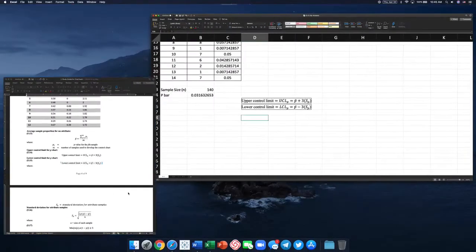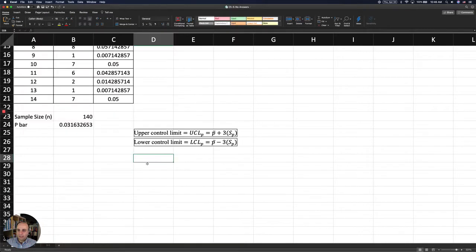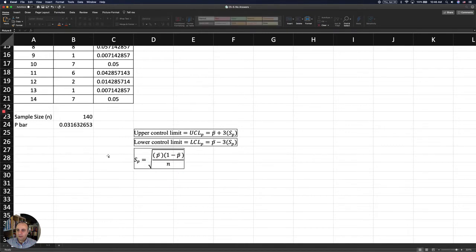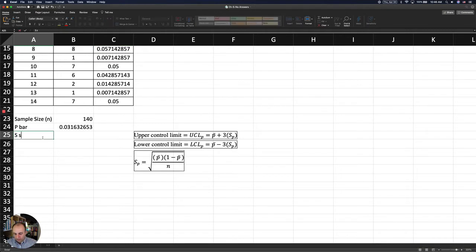And then I have my S sub P. Remember, in this formula, UCL is P bar plus 3 times S sub P. I already calculated P bar, but I need to calculate S sub P as well. So let's copy this formula as well and see if we can use these three to build our chart. Okay, so upper control limit is P bar plus 3 times S sub P. I have my P bar, so I need to go ahead and calculate S sub P first. S sub P is this formula, the square root of P bar times 1 minus P bar, over N. This is how I write it in Excel.